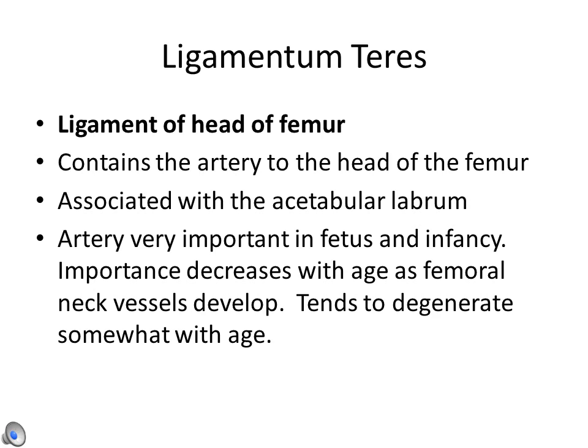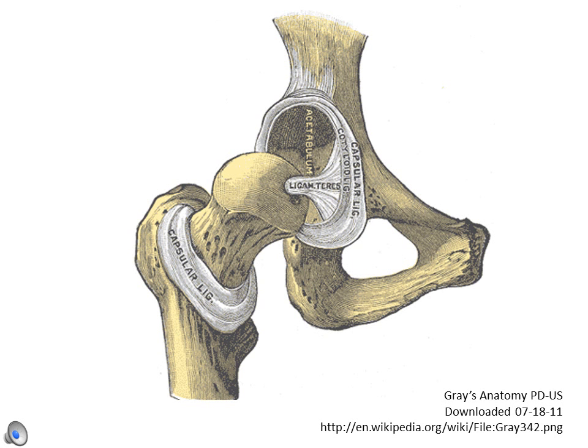The ligamentum teres, also known as the ligament of the head of the femur, connects the femoral head to the acetabulum. It is associated with the acetabular labrum and contains an artery to the head of the femur. The artery is very important for development in the fetus and the infant. The importance of the ligamentum teres decreases with age, where blood vessels begin to form within the femoral neck. The ligamentum teres tends to degenerate somewhat with age. Study this slide for the anatomy of the ligamentum teres.